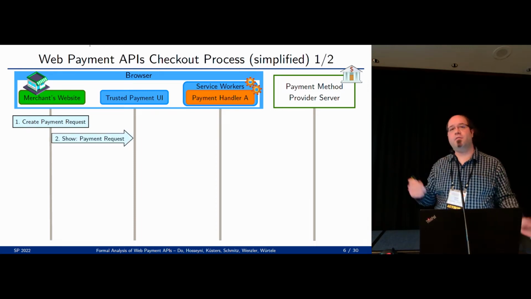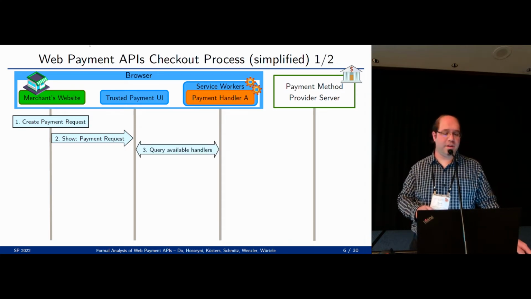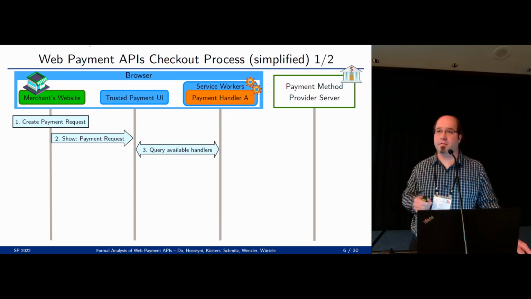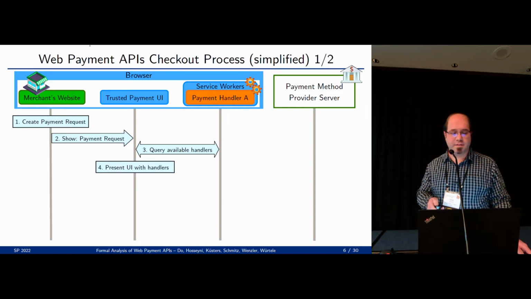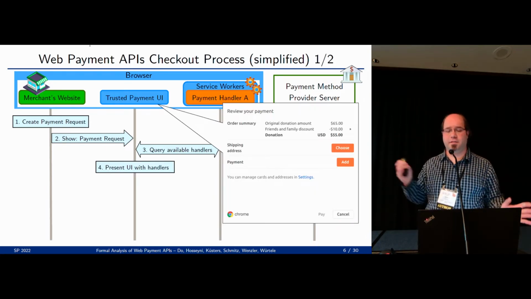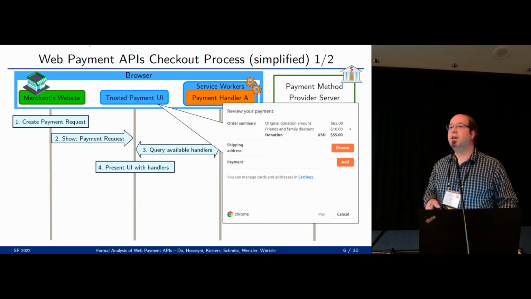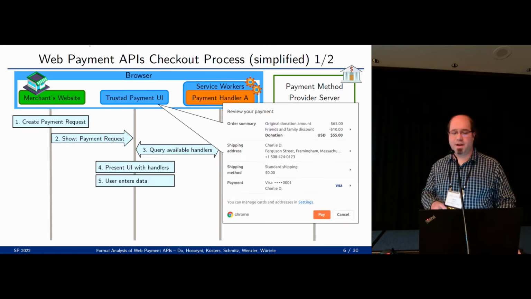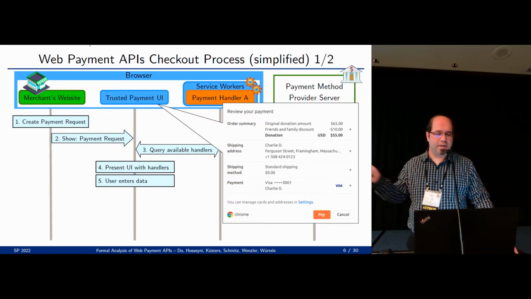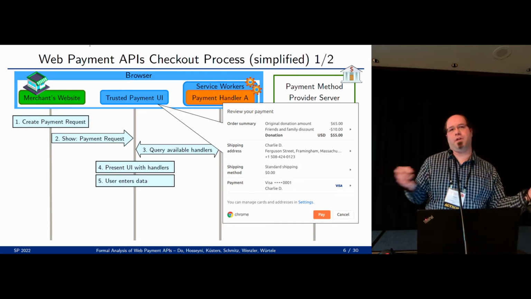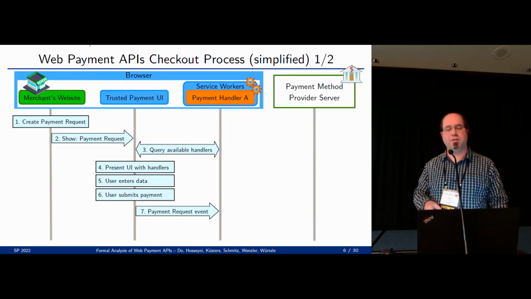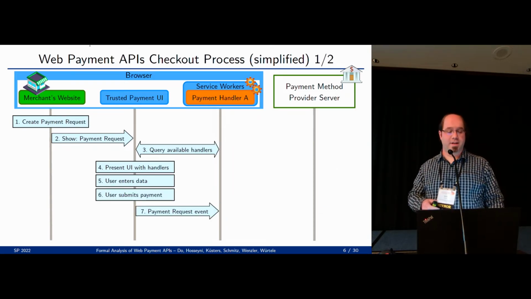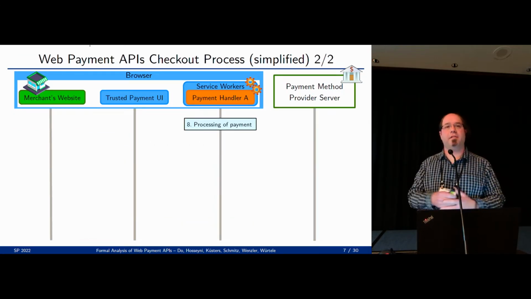The merchant now hands over control to the new browser component. The browser checks with all the installed payment handlers which ones are available to provide the accepted payment methods by the merchant. And then the user is presented with that trusted user interface where the user can enter details like shipping address or select a payment method, and then later on also performs the actual payment. So now let's assume the user has filled out that form, or the browser can also pre-populate that based on the user preferences. The user clicks on the pay button, and now control is handed over to the selected payment handler.